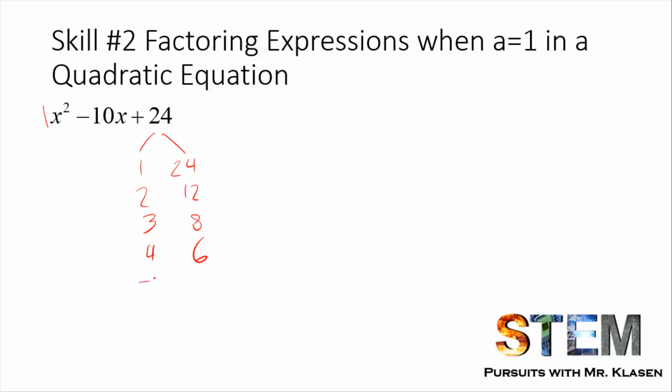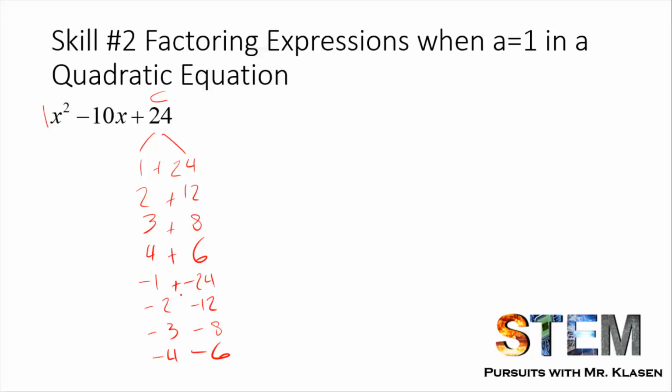So let's look at the negatives as well. Negative 1 and negative 24. Negative 2, negative 12. Negative 3, negative 8. And negative 4, negative 6. So this is my C value, and these are all the different products of my C value. And I want all the products of my C value.